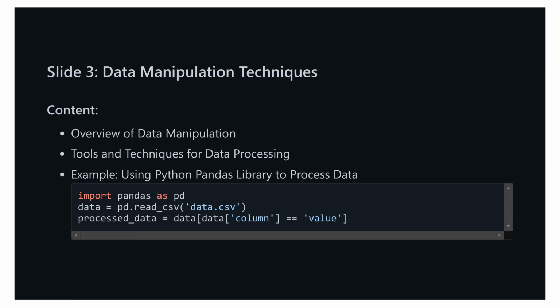Once the data is loaded, we may want to filter the dataset based on specific criteria. In this example, we are filtering the data to include only the rows where a certain column has a specific value. Python: processed_data = data[data['column'] == 'value']. This simple yet powerful command allows us to extract a subset of the data that meets our requirements, which can then be used for further analysis or reporting.